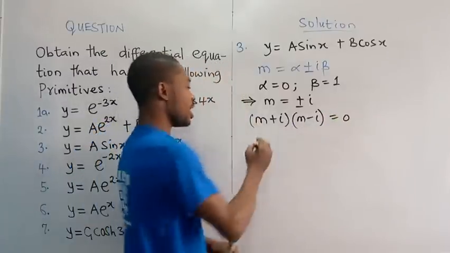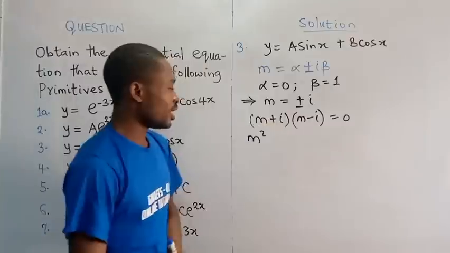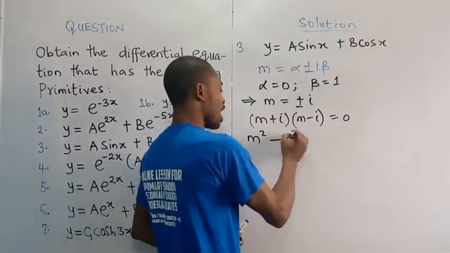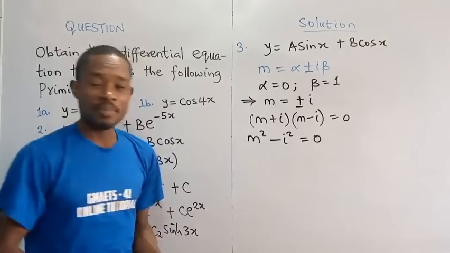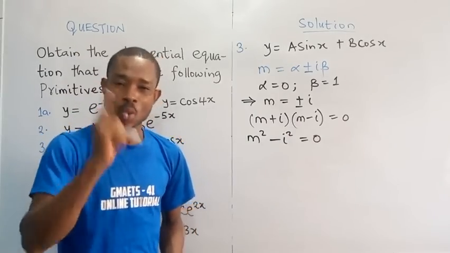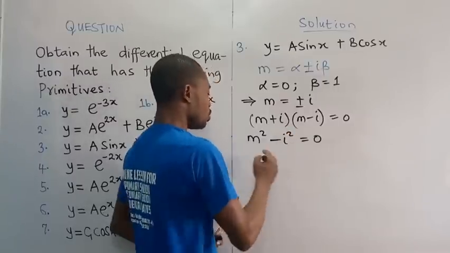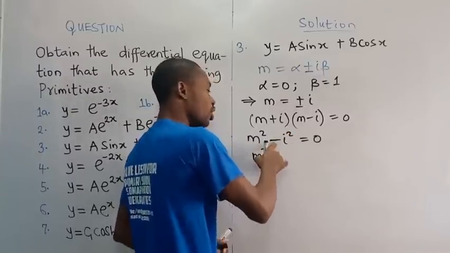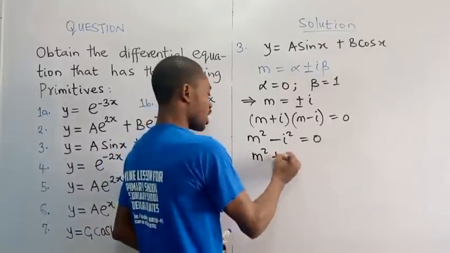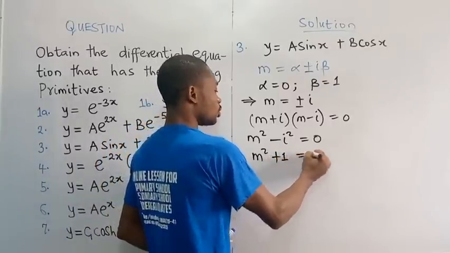Expanding this, m times m would give us m squared, and then i times minus i would give us minus i squared equal to 0. And remember that i squared is minus 1. So if you remove this i squared and fix minus 1, you are going to get m squared minus 1, which automatically becomes plus 1 equal to 0.